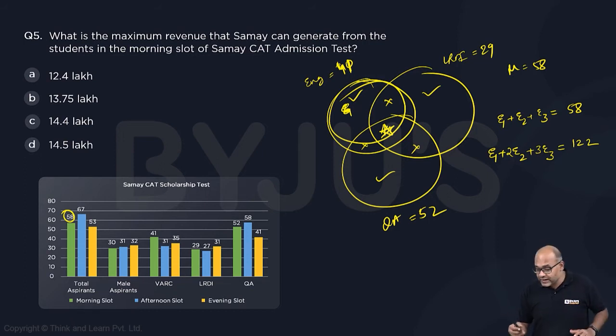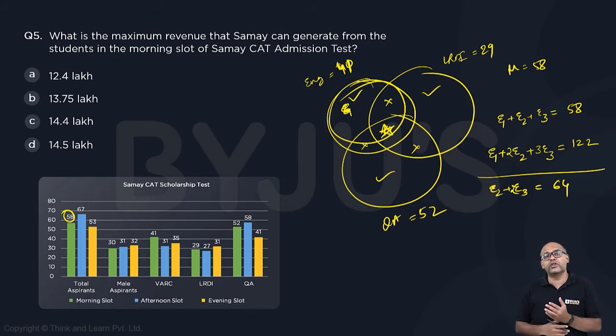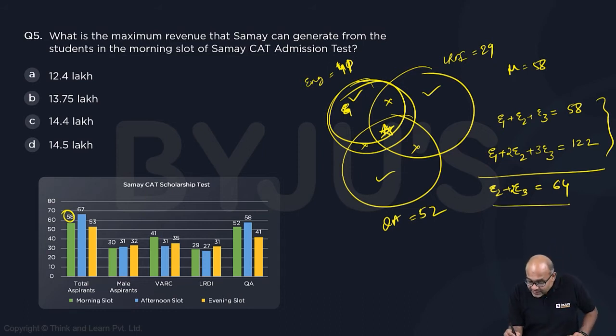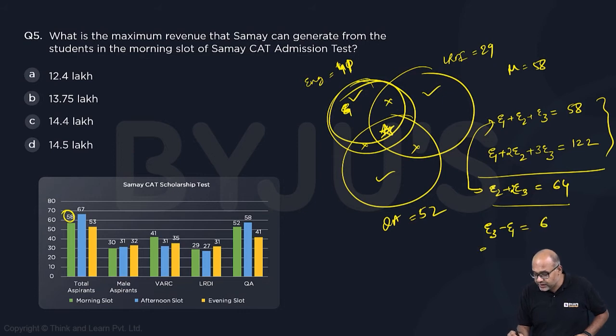Now the next step will be to subtract one from the other. If you subtract them, you'll get exactly 2 plus 2 times exactly 3 equal to 64. These are always the 3 steps you need to follow. First step is to create these 2 equations. Second step is to subtract them. Third step is to subtract these 2 again. When you subtract these 2, you will get E3 minus E1 equal to 6, which means E3 is equal to E1 plus 6.